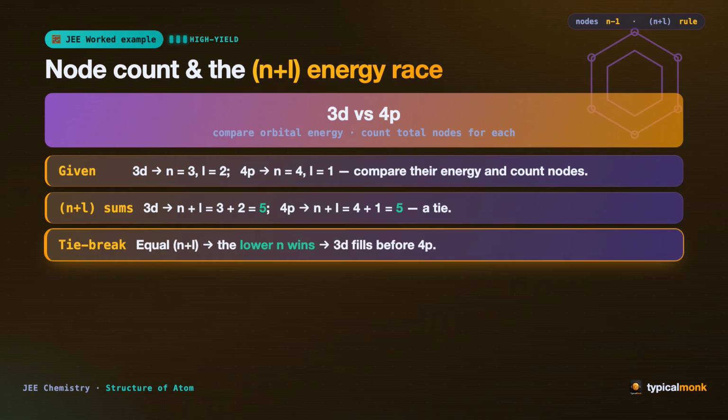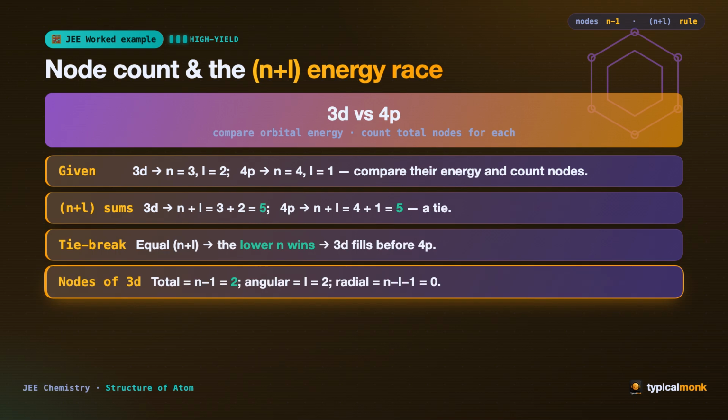Step 3. Break the tie. Whenever two orbitals share the same n plus l value, the one with the lower n fills first. 3 has a lower n than 4, so 3d fills before 4p, even though 4p is written with a bigger number. Step 4. Count the nodes in 3d.